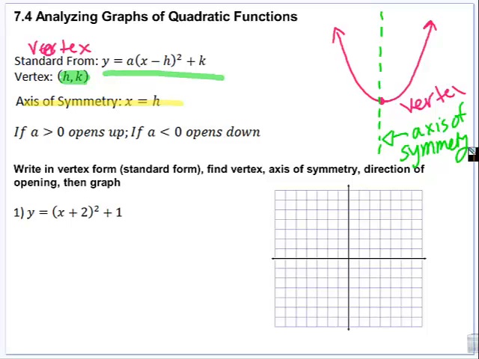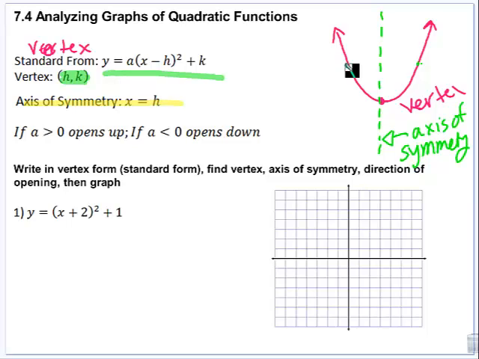Now, why would we call this the axis of symmetry? Yeah, we could cut it in half and fold it over. So the right-hand side and the left-hand side are symmetrical. So if we have a point right here on the right-hand side, if we reflect it across our axis of symmetry, we'll have that same point on the left-hand side. That axis of symmetry is going to allow us to graph these pretty easily.